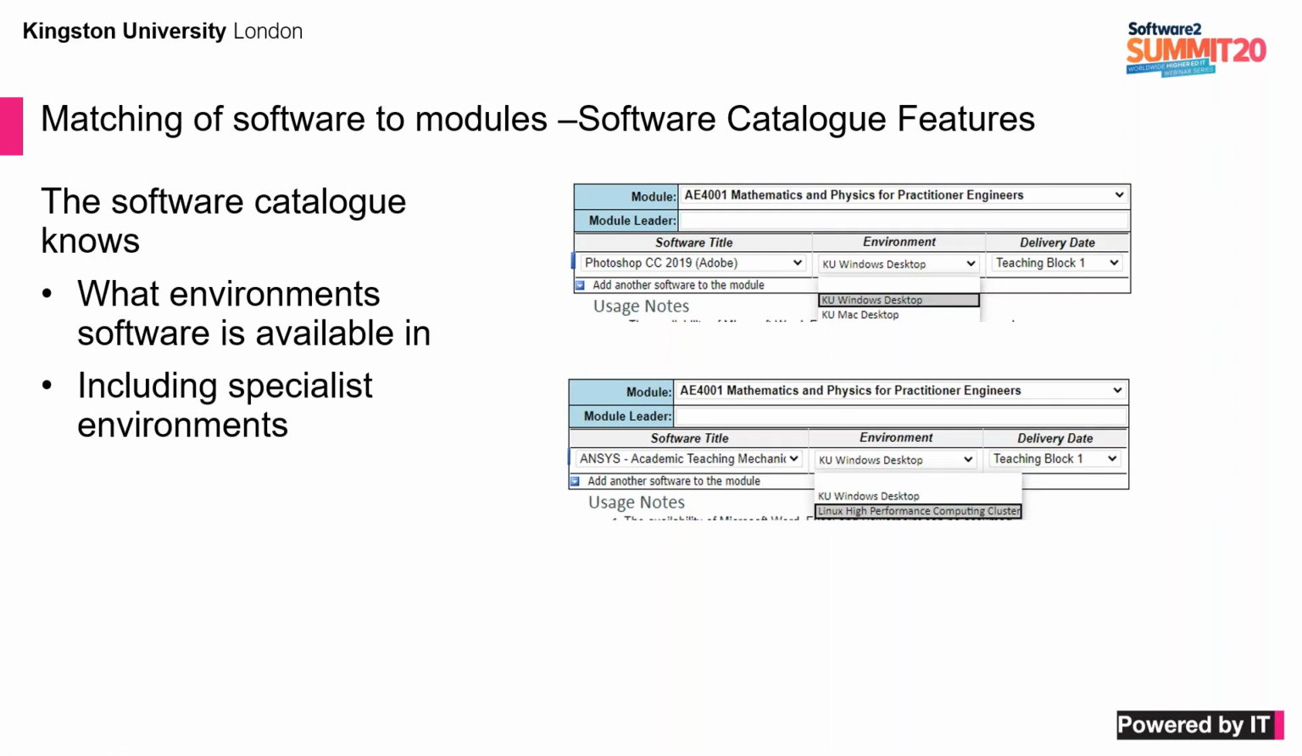It also knows about what specialist environments we have as well. The example here is ANSYS, which is a fairly common engineering app across academia. In addition to our Windows desktop, it's also available in our Linux HPC cluster. This particular module, I was just using as an example. It would probably never use ANSYS, but they can make it available for that module on the HPC as well.